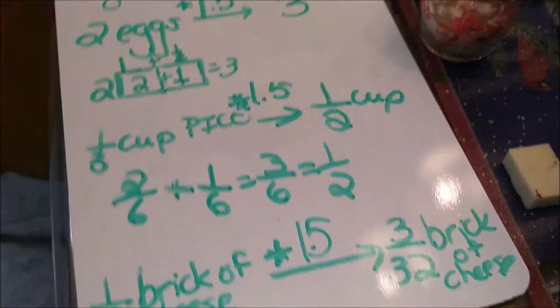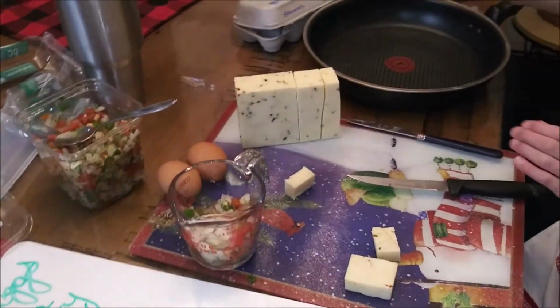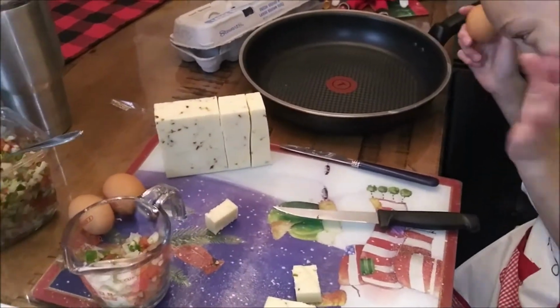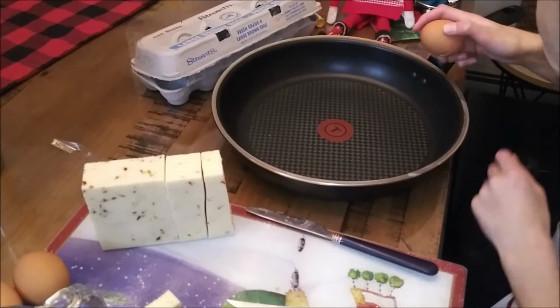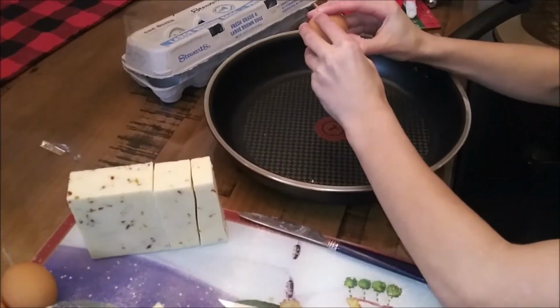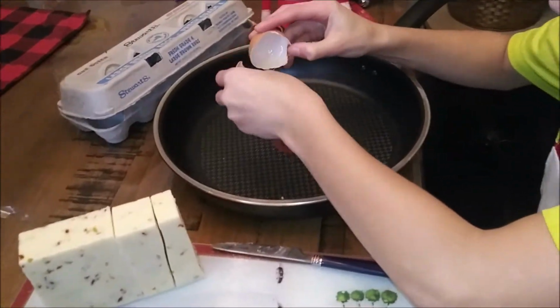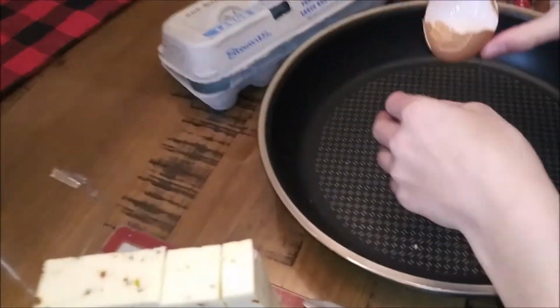So it's time to cook. If we could not play with our bricks of cheese like Legos, that would be nice. Brown eggs are a little bit harder to crack than the white eggs are. They tend to shatter more. Ooh, but my assistant has done it flawlessly.